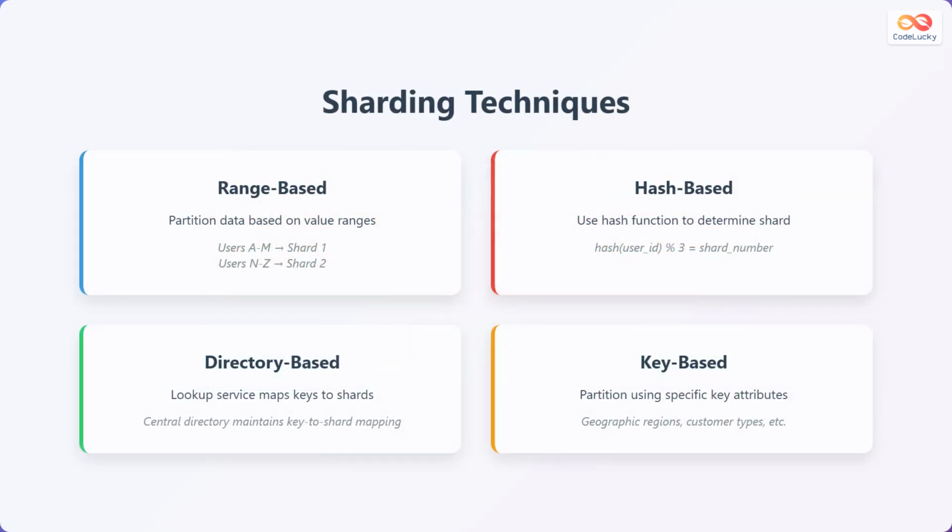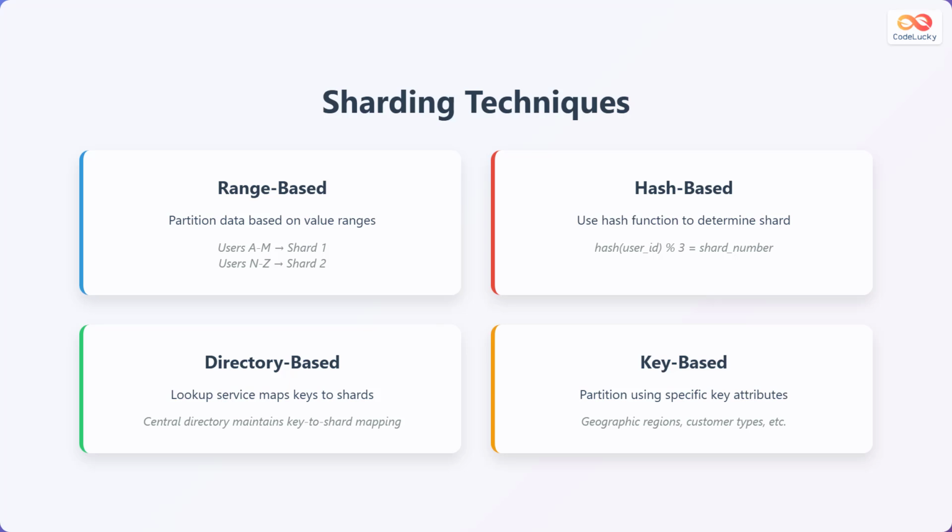There are several techniques for implementing sharding. The first one is range-based sharding, which involves partitioning data based on value ranges. For example, users with names from A to M might be stored in Shard 1, while users with names from N to Z are stored in Shard 2. The second one is hash-based sharding, where a hash function is used to determine which shard a piece of data belongs to. For example, the hash of a user ID modulo 3 could determine the shard number.